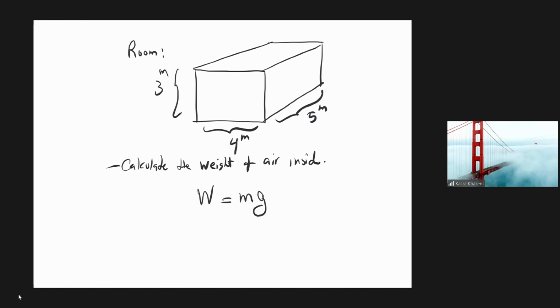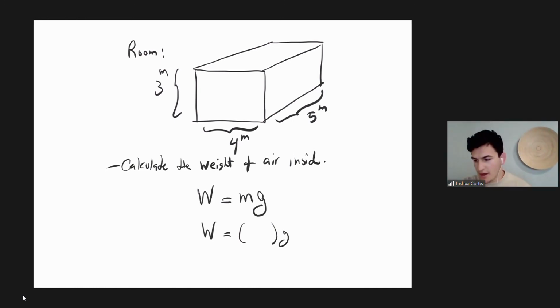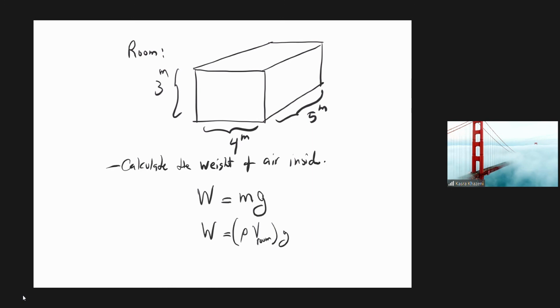We knew this from a long time ago. All right, so all I have to do now is find what? Because g is just g. So I need the mass of the air inside the room. How do I calculate the mass of the air inside that room? It's just the density of the air times the volume. Density of the air, right, that's what we learned, times the volume of the room.